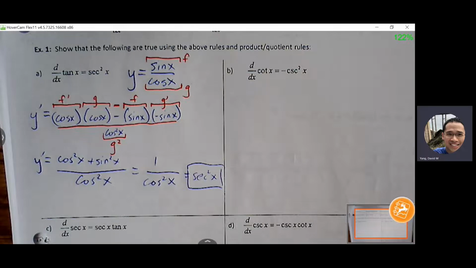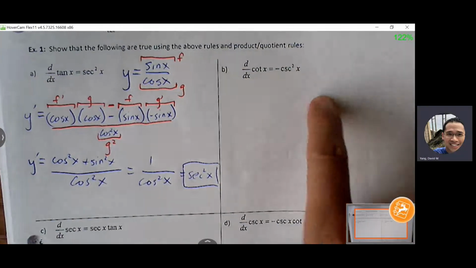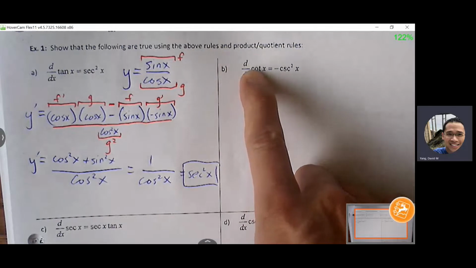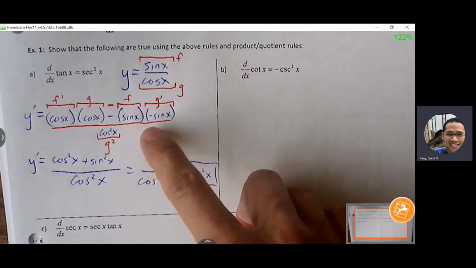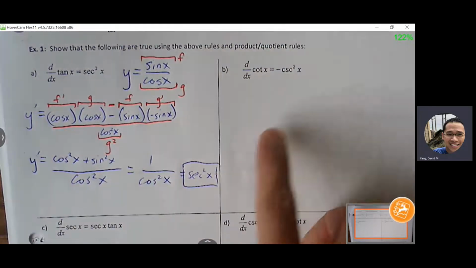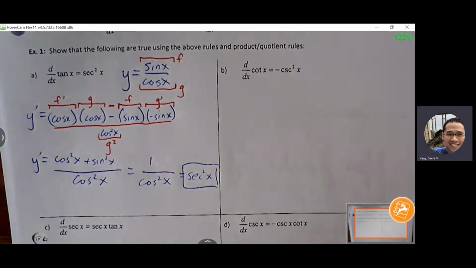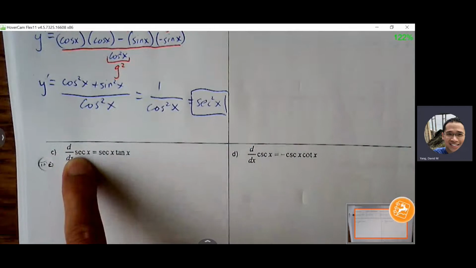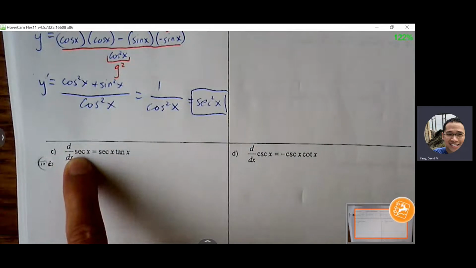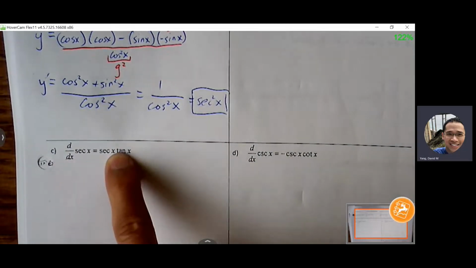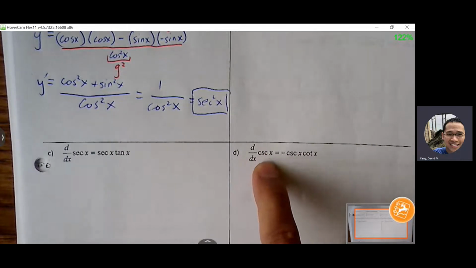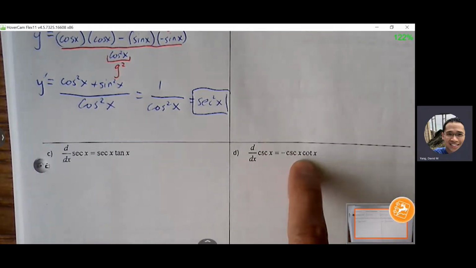Everybody good? So if we were to do this problem, we would start with cotangent as cosine over sine and go through quotient rule, and it will clean up much the same way. But in this case, we'll end up with negative cosecant squared. We can rewrite secant as 1 over cosine, either bring it up, go through chain rule, or go through quotient rule. We're going to end up with secant tangent. Cosecant, you can rewrite as 1 over sine, go through chain rule or quotient rule, and arrive at this.